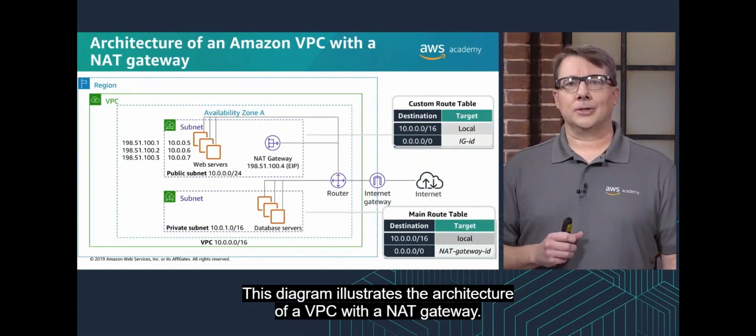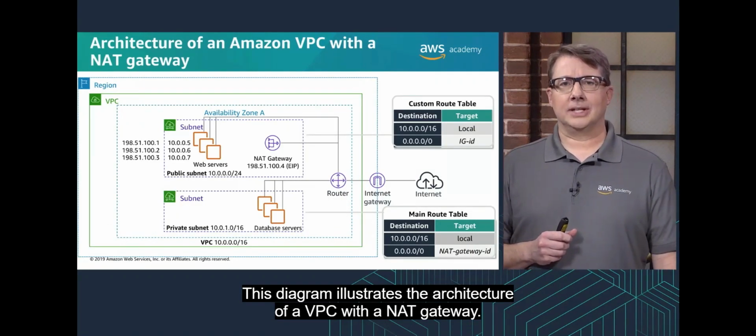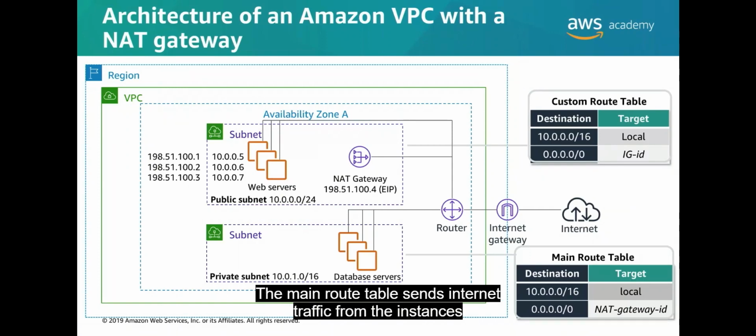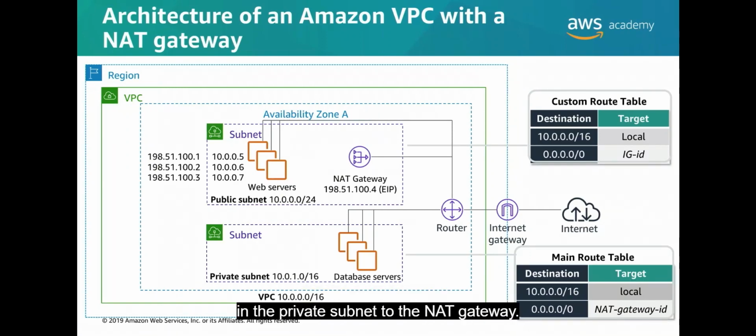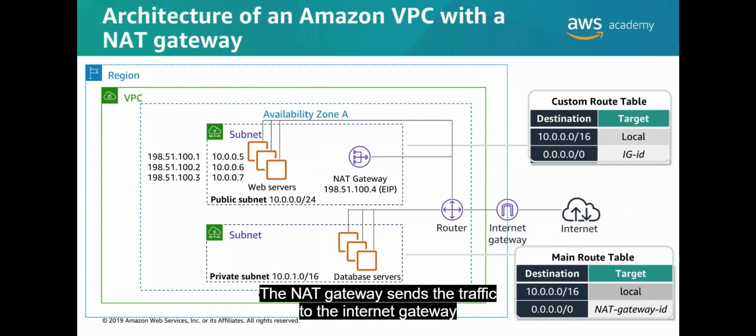This diagram illustrates the architecture of a VPC with a NAT gateway. The main route table sends internet traffic from the instances in the private subnet to the NAT gateway. A NAT gateway sends the traffic to the internet gateway by using the NAT gateway's elastic IP address as the source IP address. As a best practice for better availability, you should use multiple availability zones and host a NAT gateway in each availability zone.